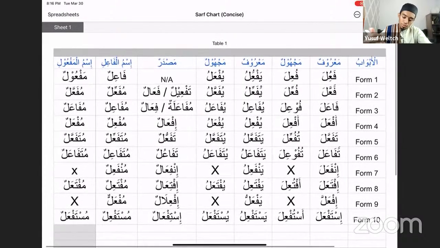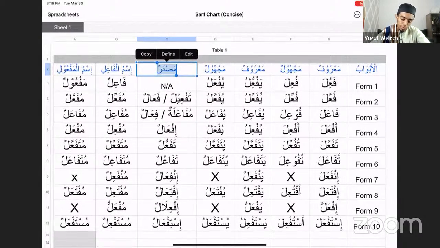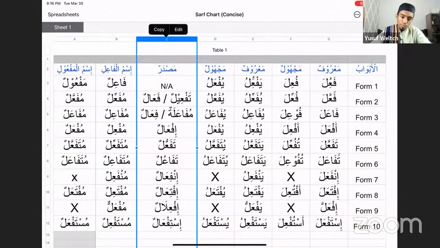Okay. So if you look in the middle column, where it says masdar. Can everyone see? If you look on the far right, it says form 1, form 2, form 3, form 4. I want you to be able to navigate this table. I believe this was shared with everyone. Does anyone not have it?